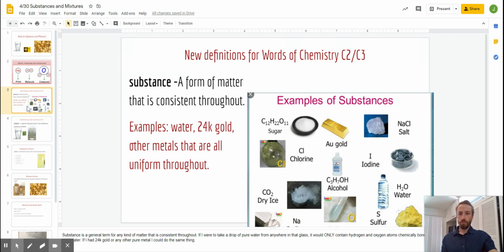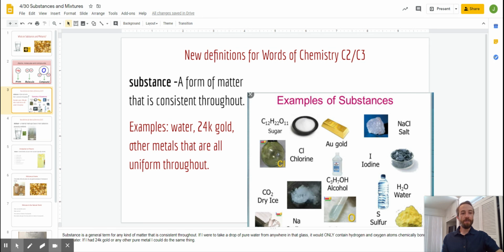We'll be working out of our science notebooks today, so you'll want to have that. The first definition that we're adding to pages C2 and C3 is the word substance. Substance is a form of matter that is consistent throughout. Well, what does it mean to be consistent?